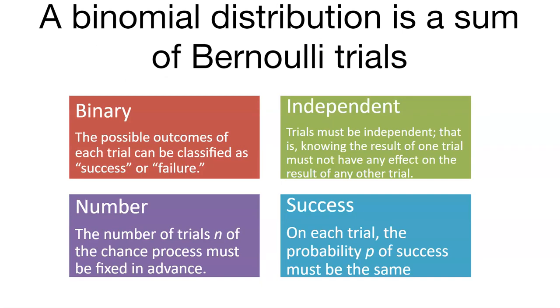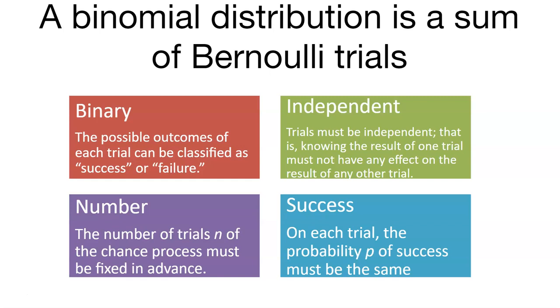There's a short mnemonic that tries to look at the Bernoulli trials and how they come to form a binomial distribution. And I want you to think of the letters BINS, B-I-N-S. So B is for binary, that is, each trial can be classified as success or failure. I is for independent: the trials must be independent of one another. That is, knowing the result of one trial doesn't have any effect on the result of the next trial. So every time we flip a coin, whether or not we get a heads or tail this round, it doesn't matter what we got in the last round. This is an independent trial that's not influenced by the previous trial.